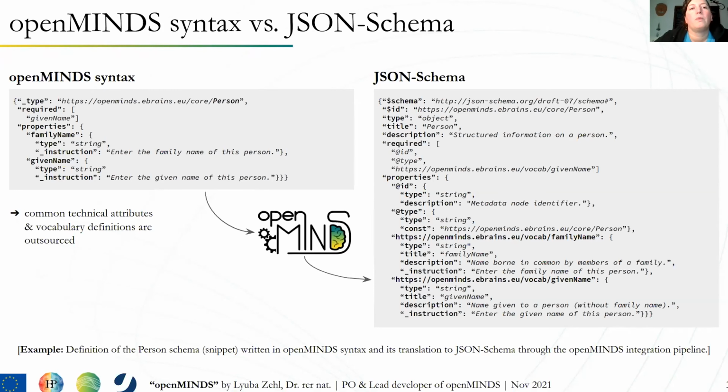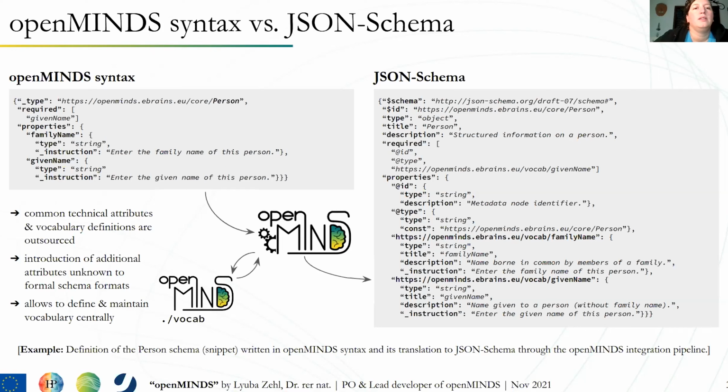Behind the scenes, the openMINDS integration pipeline flexibly translates this syntax to any formal schema format. At the moment, we only support JSON schema. SHACL would be one of the candidates to come in future. Our metadata instances, as they are presented in the knowledge graph, are validated against these JSON schemas. Further advantages of that setup are that we can introduce additional technical attributes which are either cumbersome or unknown to formal schema formats.